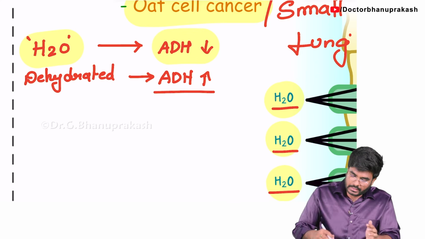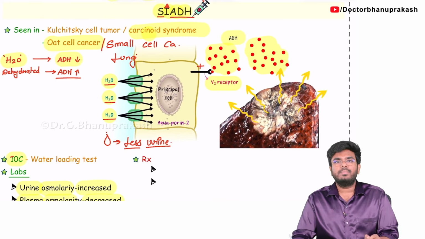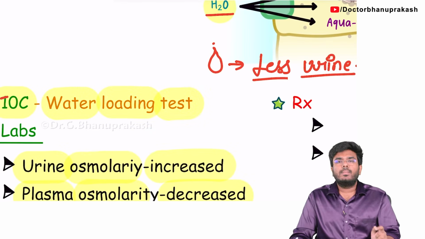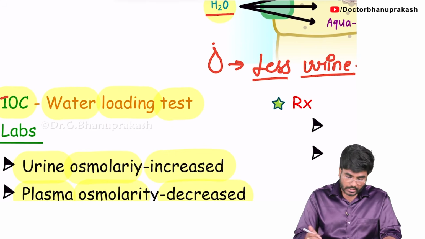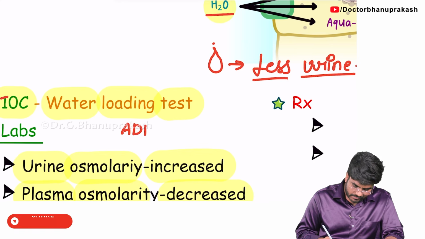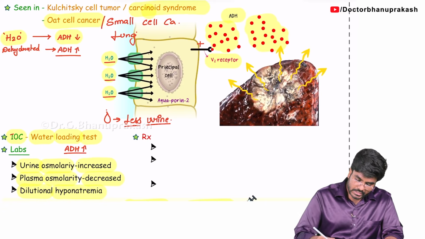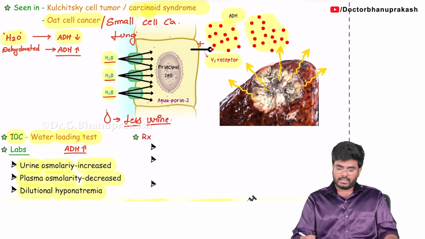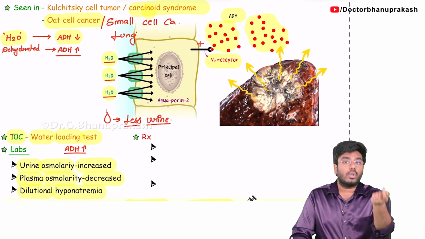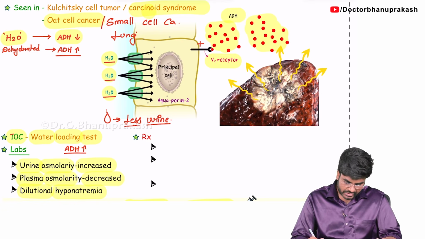Now tell me, in a patient who is suffering with SIADH, I am giving him water, I am loading him with a lot of water, let's say I am asking him to drink 1 liter of water. But even after drinking this 1 liter of water, do you think ADH levels will go down? No. The ADH levels in this person will still be high. Why? Because the ADH is coming from the cancer. This cancer is not responding to anything. Continuously, it is producing the ADH. So, even after water loading, the ADH levels are still high. They are not going down. So, that is the investigation of choice.